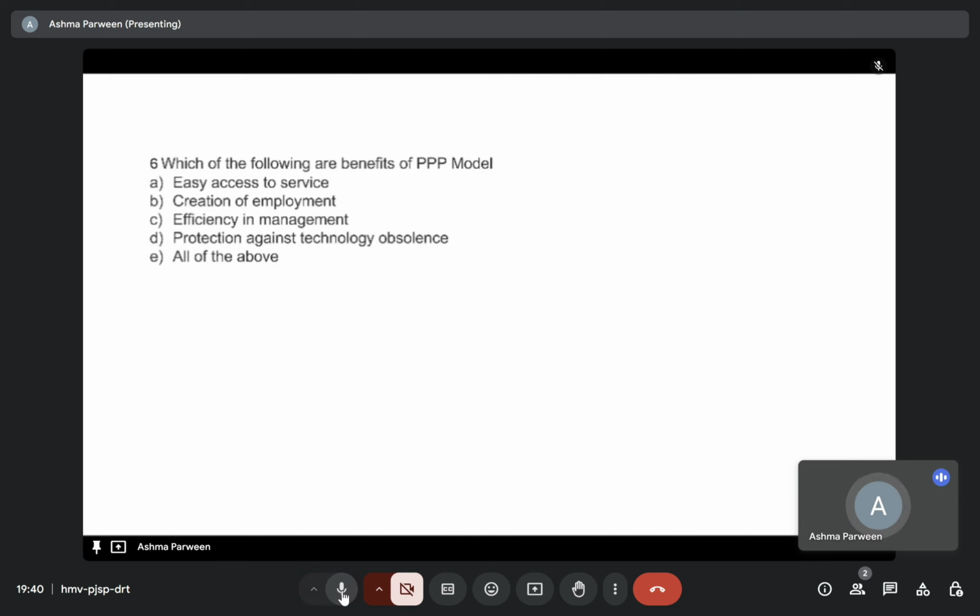So all the given options are the benefits of the PPP model, that is public-private partnership. It gives easy access to the service to the people. It creates employment. It increases the efficiency in management and protects against technology obsolescence. So E, all of the above, will be the correct answer. So let's move to the next question.